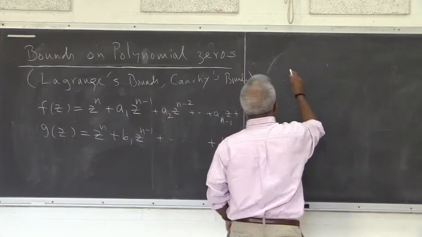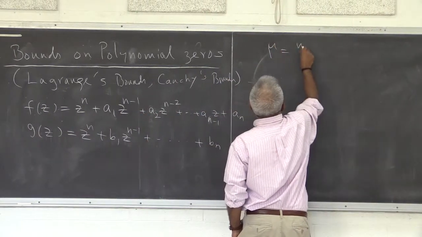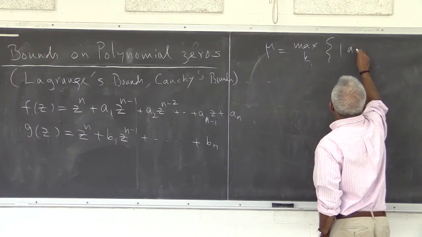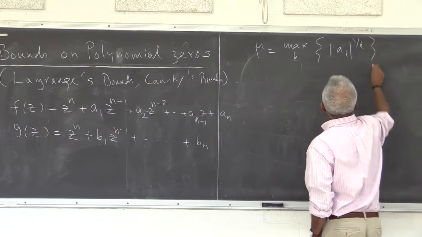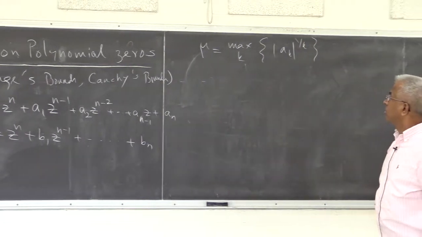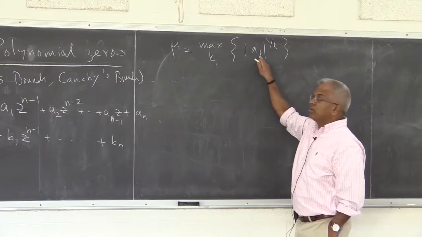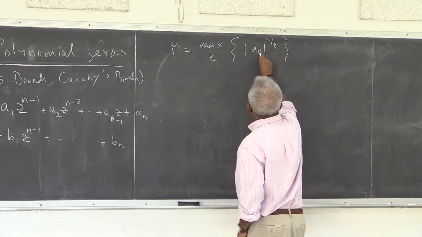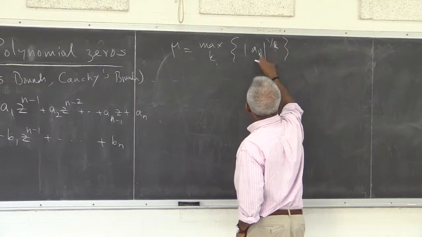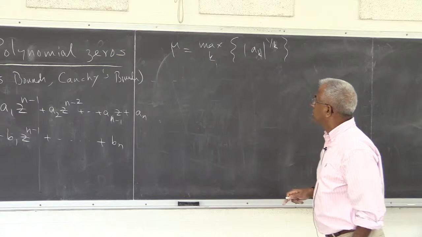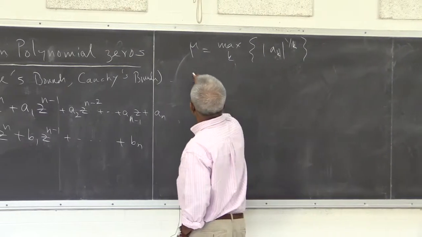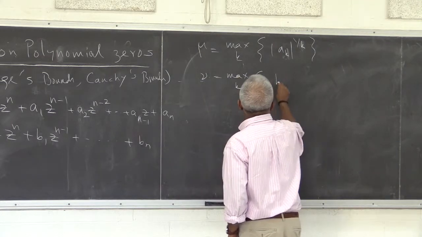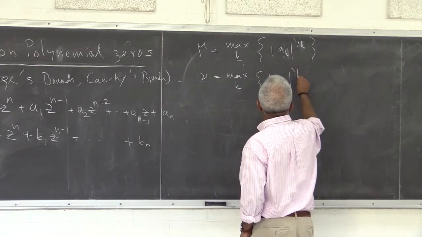So first of all, let me define mu to be the maximum of this. So notice that the mu is not the maximum of the absolute value of the coefficients, but the absolute value raised to the power of one over whatever is the index k. So if this is 2, this is 1 over 2, etc. And similarly, let me define nu to be the maximum over all the k's, but for the bk, the second polynomial.